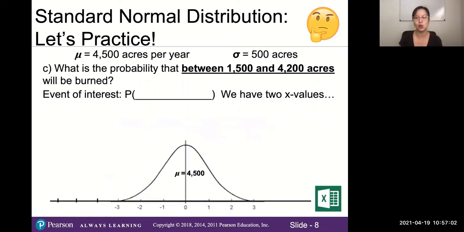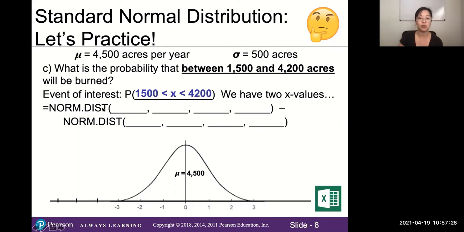Let's do part C. What's the probability that between 1,500 and 4,200 acres will be burned? In this scenario, we're working with 2 x values that we need to find the probability in between. So there's the between. We would write the probability that X is between 1,500 and 4,200. We're going to be using a very long formula here because we have to do it twice. So you can see norm.dist. We'll fill in those variables in a moment, and then subtract norm.dist and then the rest.